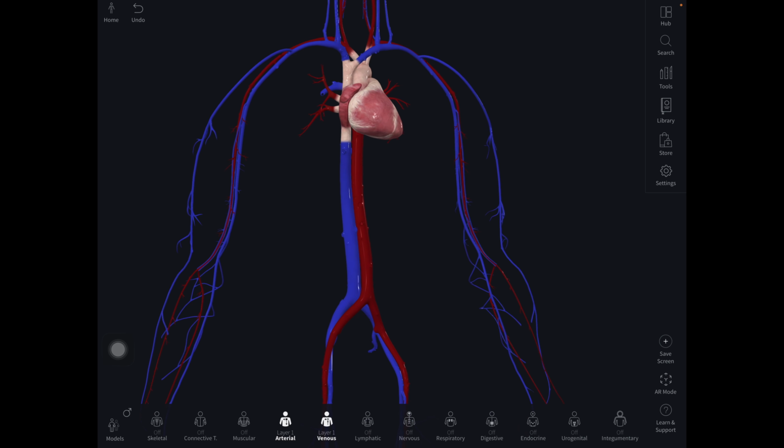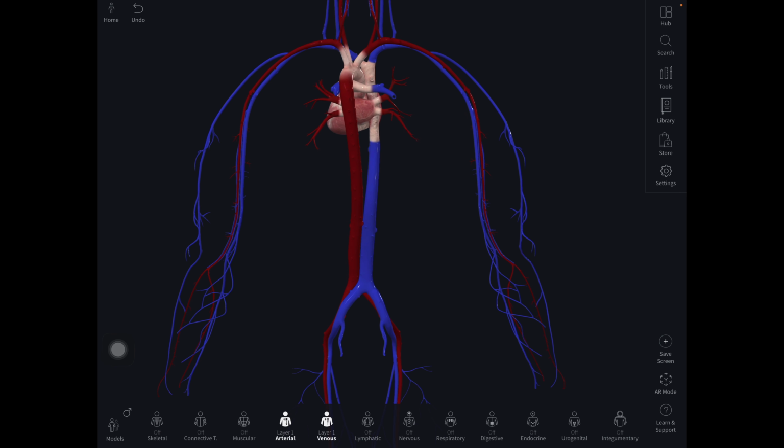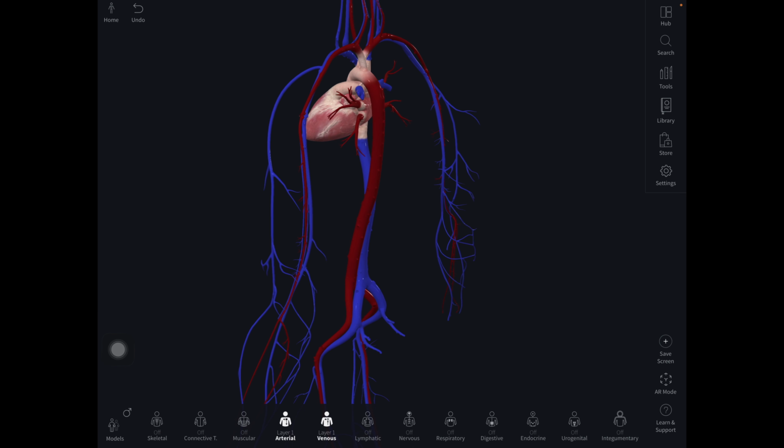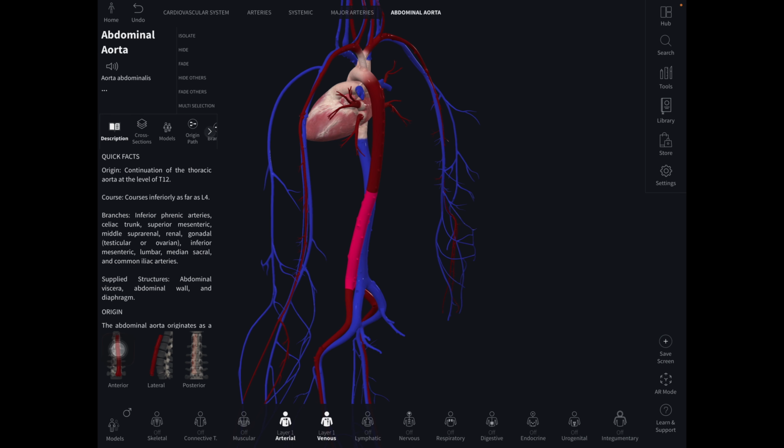Okay, let's look at the descending aorta now. So this is going to be riding right along the spine, like I told you guys in the class.